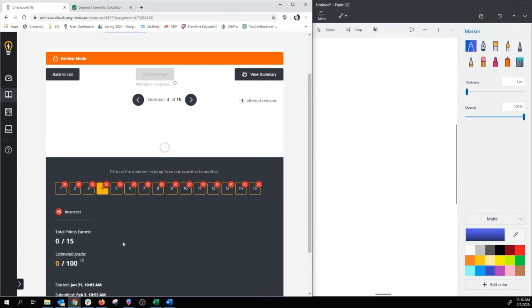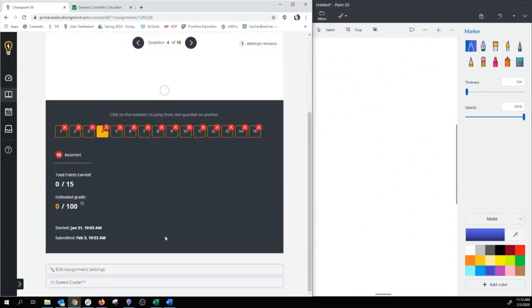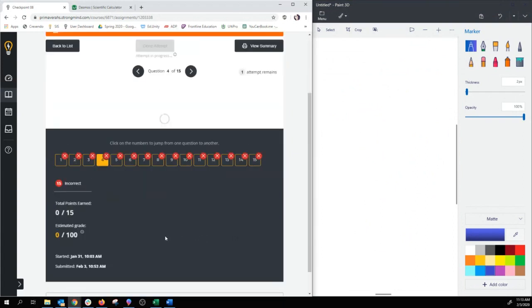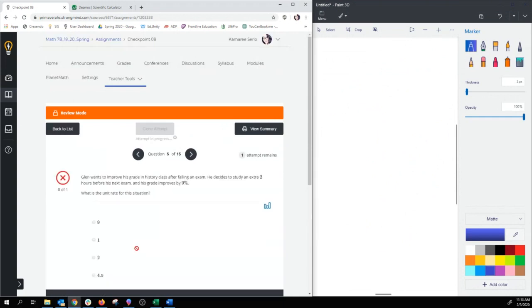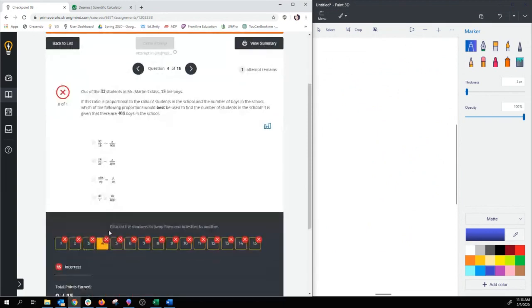That's it. Next one. If it loads, it's not loading again. Interesting. Oh, there it goes.